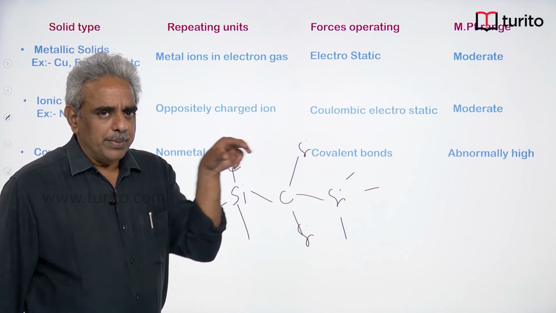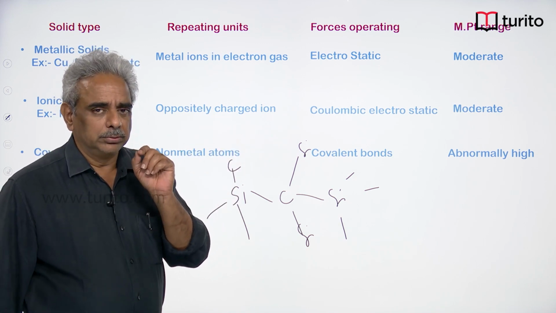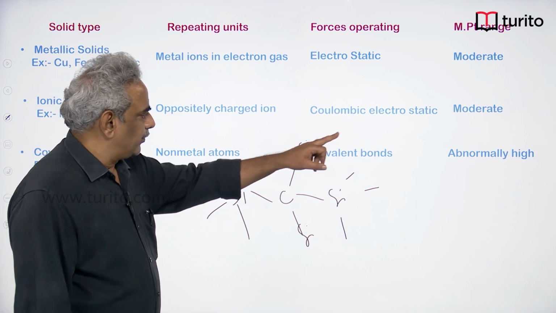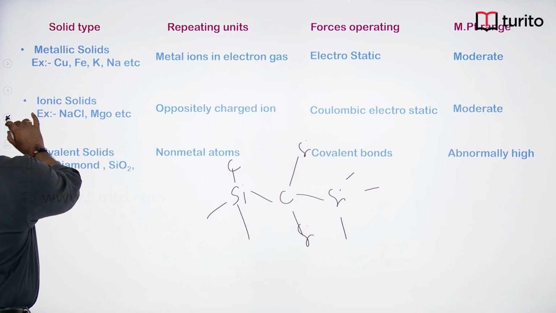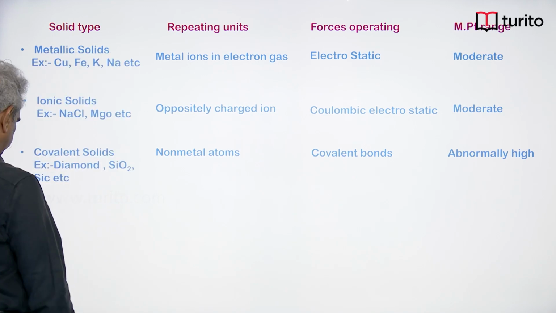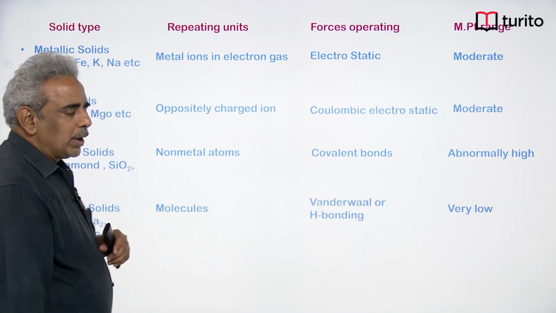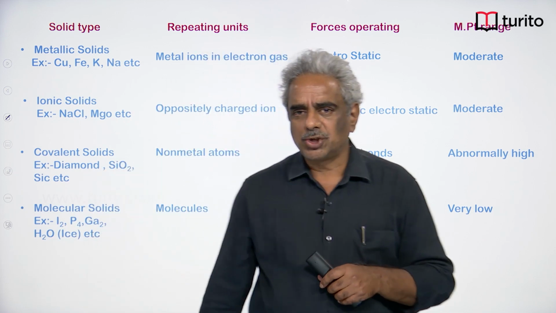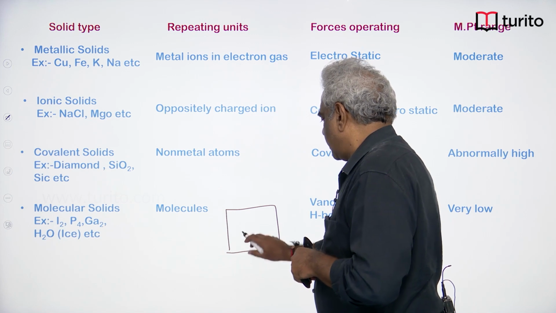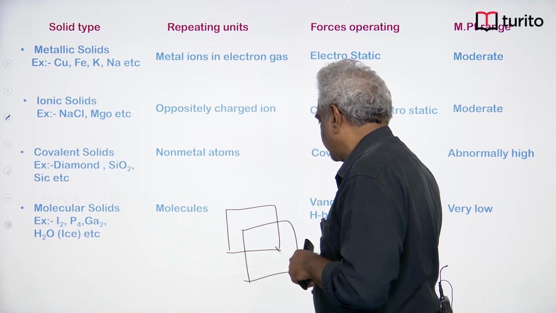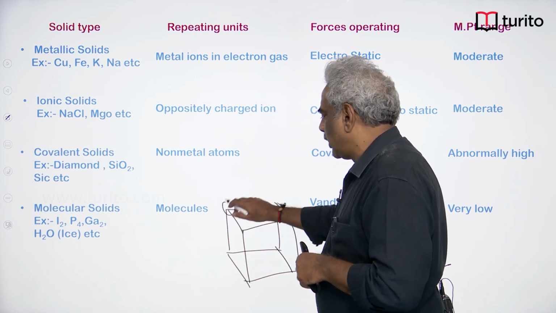The entity which repeats is an atom, not a molecule. So that is why the melting points are very high. Coming to the next variety, molecular solids. I just showed you, in a molecular solid, the particles are what? The repeating particles will be molecules.